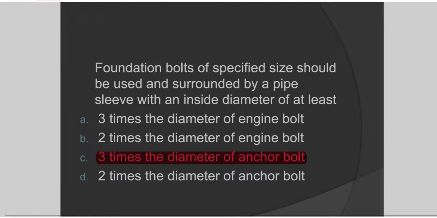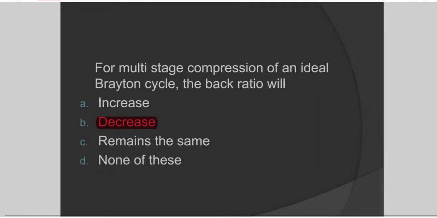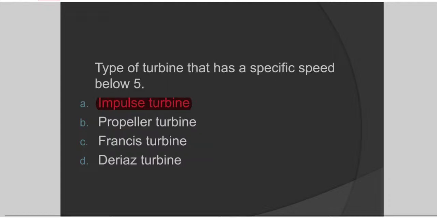B. 2 times the diameter of engine bolt. C. 3 times the diameter of anchor bolt. D. 2 times the diameter of anchor bolt. For multi-stage compression of an ideal Brayton cycle, the back work ratio will A. increase. B. Decrease. C. Remains the same. D. None of these. Type of turbine that has a specific speed below 5. A. Impulse turbine. B. Propeller turbine. C. Francis turbine. D. Deriaz turbine.